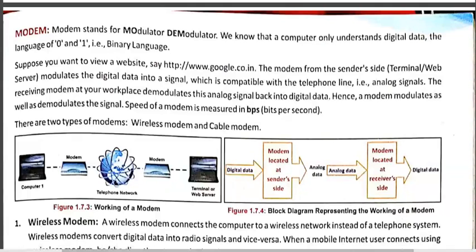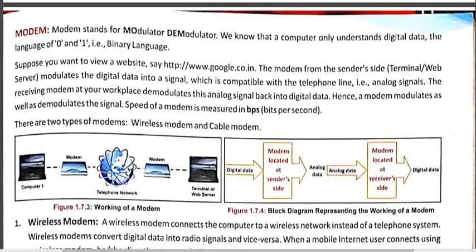In short, we can understand this as the modem converts or demodulates the analog signal coming from the telephone line into the digital signal before entering to the computer. And after that, it also modulates the digital signal into the analog signal. The speed of the modem is measured in BPS, that is bits per second. In the figure, we can clearly see the use of modem, which acts as a modulator and demodulator for the network. There are basically two types of modem.